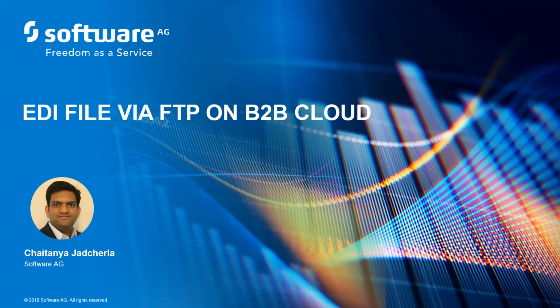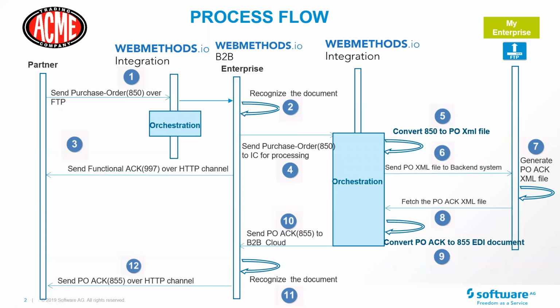Let me show you how that works in this solution. If you look at the process flow, it still says the same, except the entry point is actually Integration Cloud. Integration Cloud pulls this file from an FTP server and then submits the document to B2B Cloud. B2B Cloud recognizes the document, kicks off the processing rule, and then finally kicks off an orchestration on the Integration Cloud, which does the job of converting the 850 to a PO XML file, sending the PO XML file to the backend system, and then getting the acknowledgement back and sending it back to the partner.